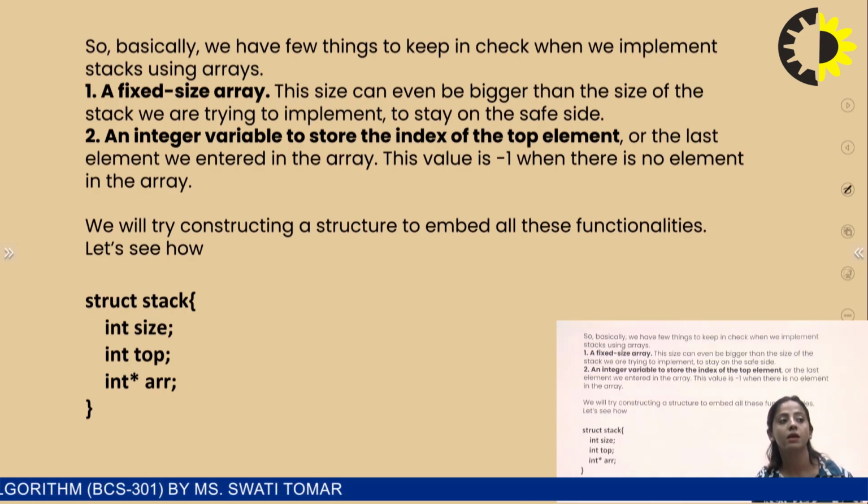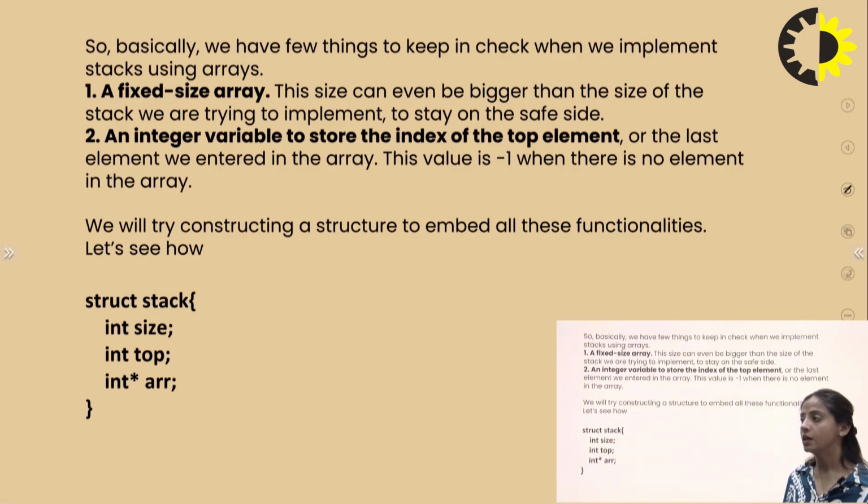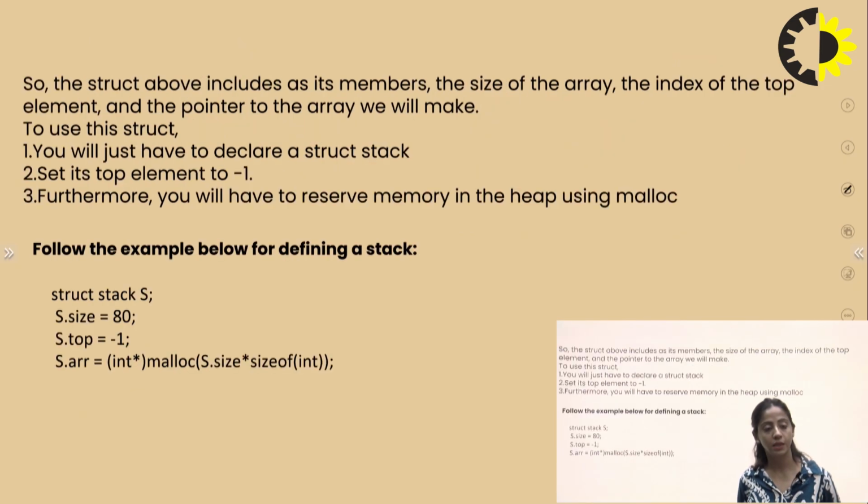Let's see how. Struct: this is a struct type structure of which the name is stack. Three variables are being used. One is of integer type, whose name is size: int size, int top, and there is a pointer arr. So the struct above includes as its members the size of the array, the index of the top element, and the pointer to the array we will make.